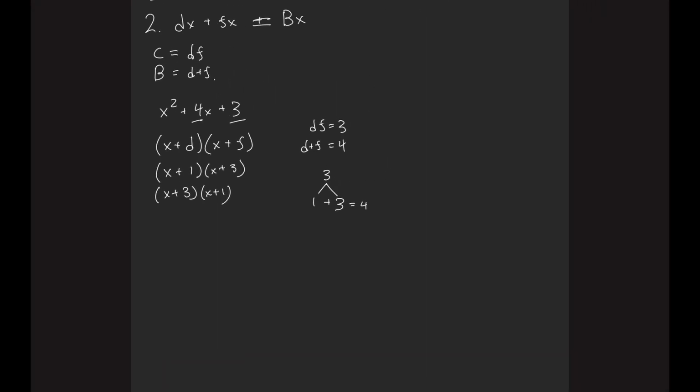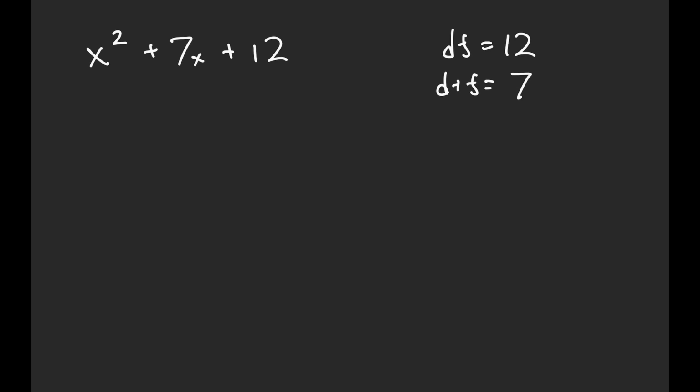All right. That equation was really obvious, but let's get into another one. So we're going to try this one this time. X squared plus 7x plus 12. Again, we know that our d and our f terms will make 12. D plus f is going to make 7.